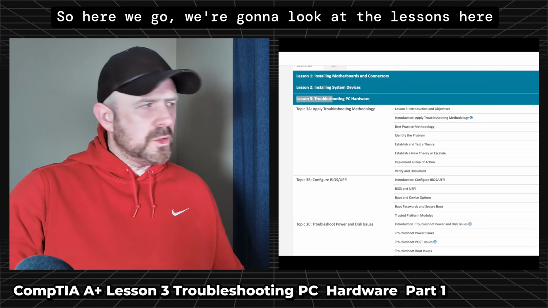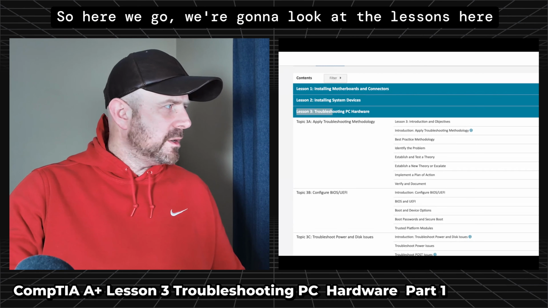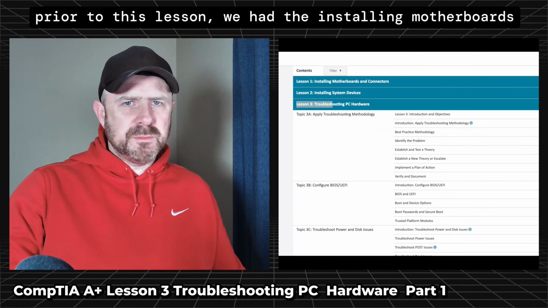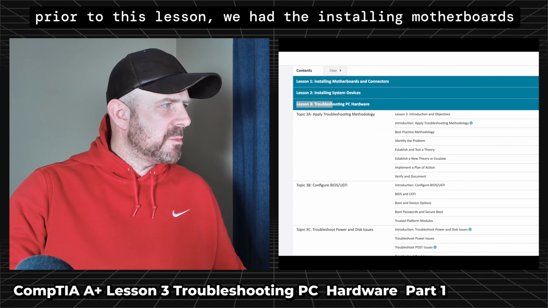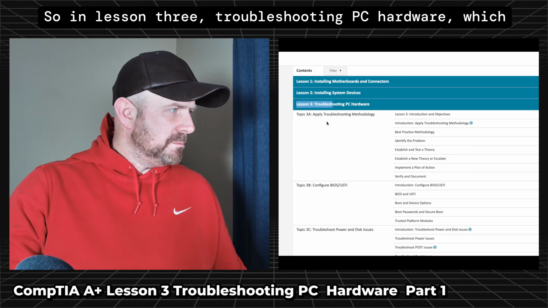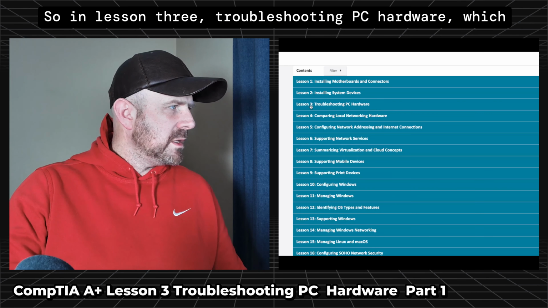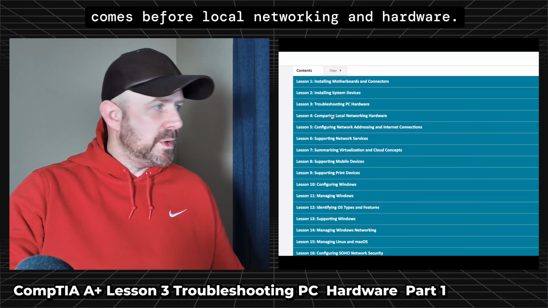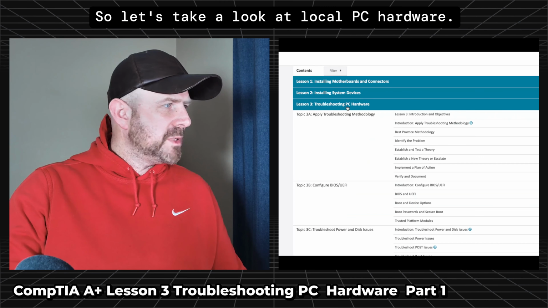So here we go. We're going to look at the lessons here inside of the CompTIA A+ portal. Prior to this lesson, we had installing motherboards and connectors and installing system devices. So in lesson 3, troubleshooting PC hardware, which comes before local networking and hardware. So let's take a look at local PC hardware.